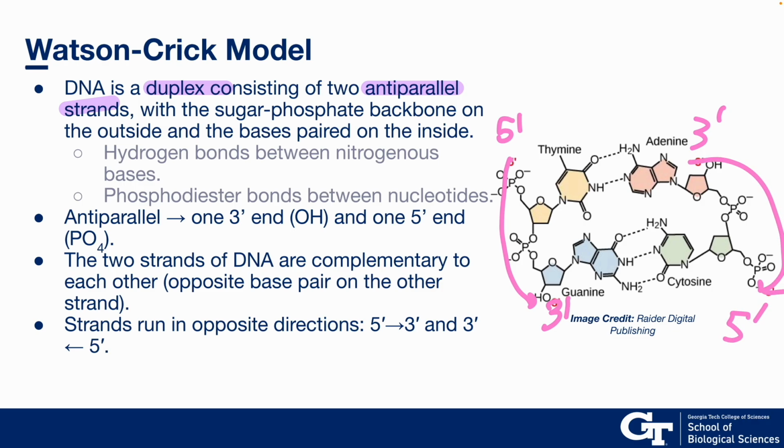And on the outside are the sugars and the phosphates, and on the inside are our nitrogenous bases. And what is between those nitrogenous bases? That's right, hydrogen bonds. And again, right here we see anti-parallel, and the DNA strands are complementary. So on one side we have a T, on the other side we have an A, and they run in opposite directions. 5', 3', 3', 5'. And that's going to be the structure of a complete strand of DNA.